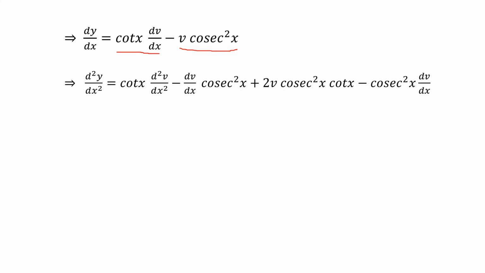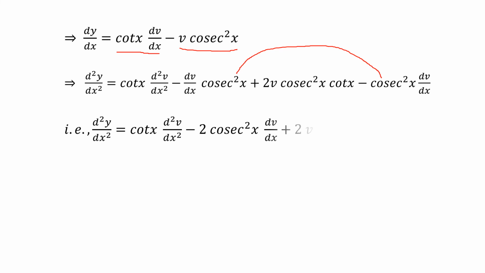Therefore, we get d square y by dx square is equal to cot x into d square v by dx square minus dv by dx into cosecant square x plus 2v cosecant square x into cot x minus cosecant square x into dv by dx. Combining the second and the fourth term, we get d square y by dx square is equal to cot x into d square v by dx square minus 2 cosecant square x into dv by dx plus 2v cosecant square x into cot x.